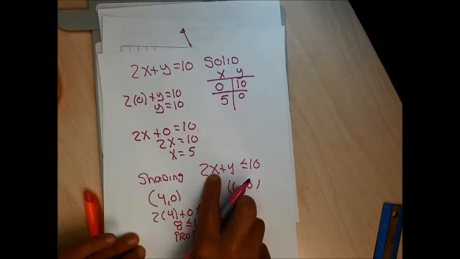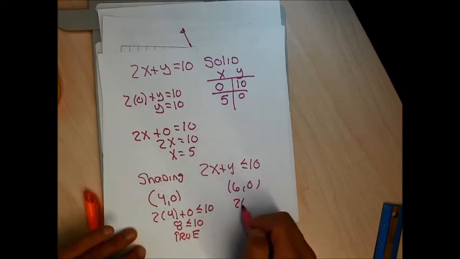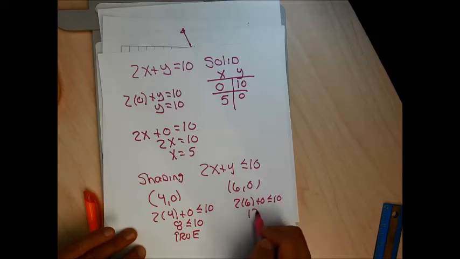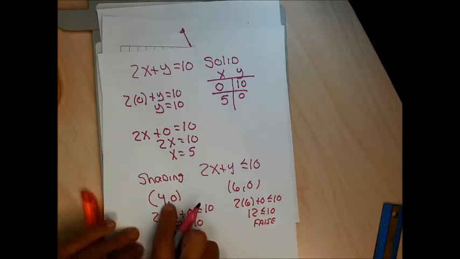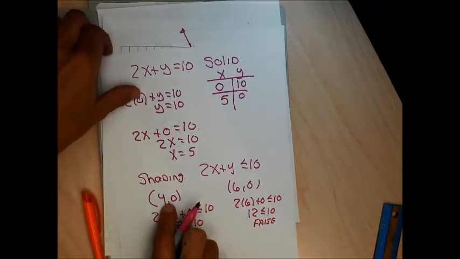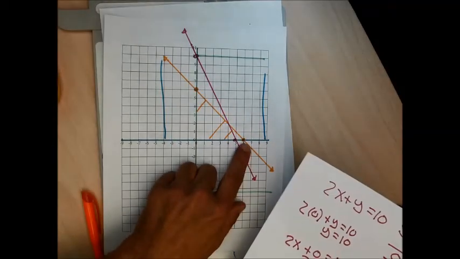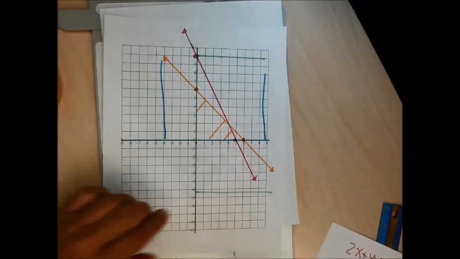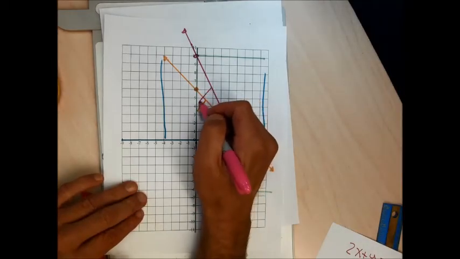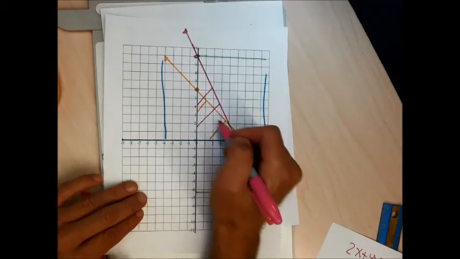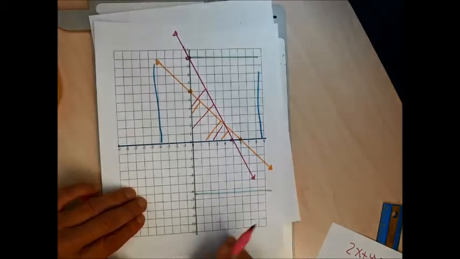For the other one, when I plug in 6 for x and 0 for y, I get 2 times 6 plus 0 is less than or equal to 10. That gives me 12 is less than or equal to 10, which is false. So my shading needs to go in the direction of (4, 0). The (6, 0) side I'm not shading, the (4, 0) side I am shading. So technically I'm supposed to shade staying in the first quadrant and shading down.